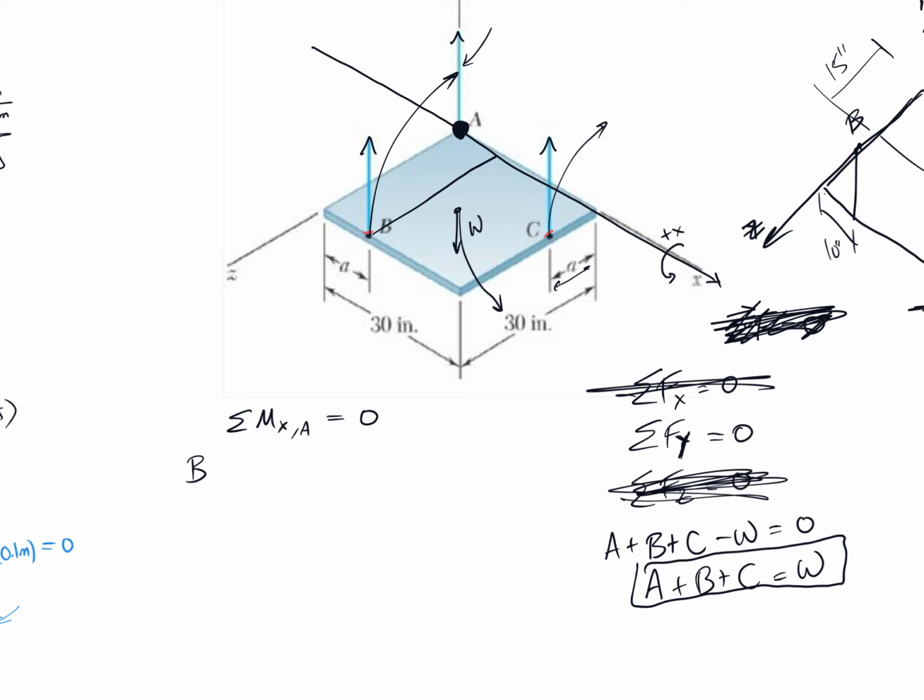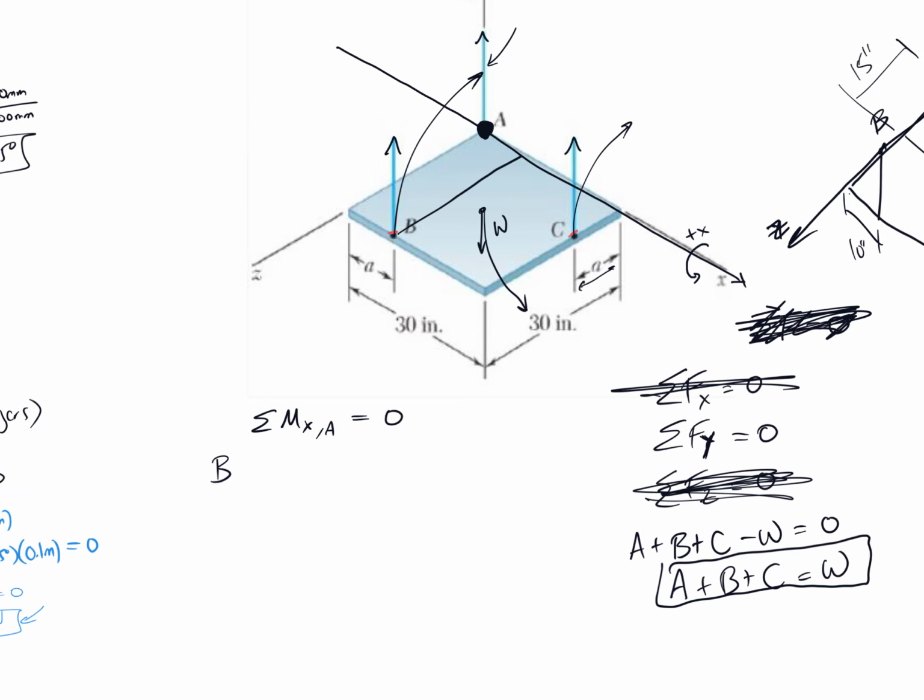Well, it looks like it's like that. So that's going to be 30 inches. Okay, B times 30 inches. Now we have to think about whether that's positive or negative, and we're going to refer to this right here. It is going the opposite of that positive, so that's a negative.